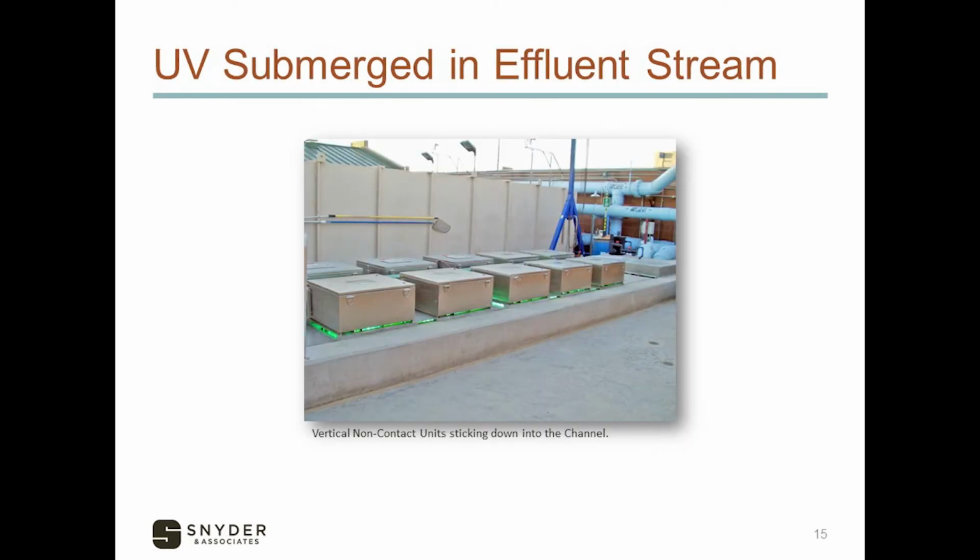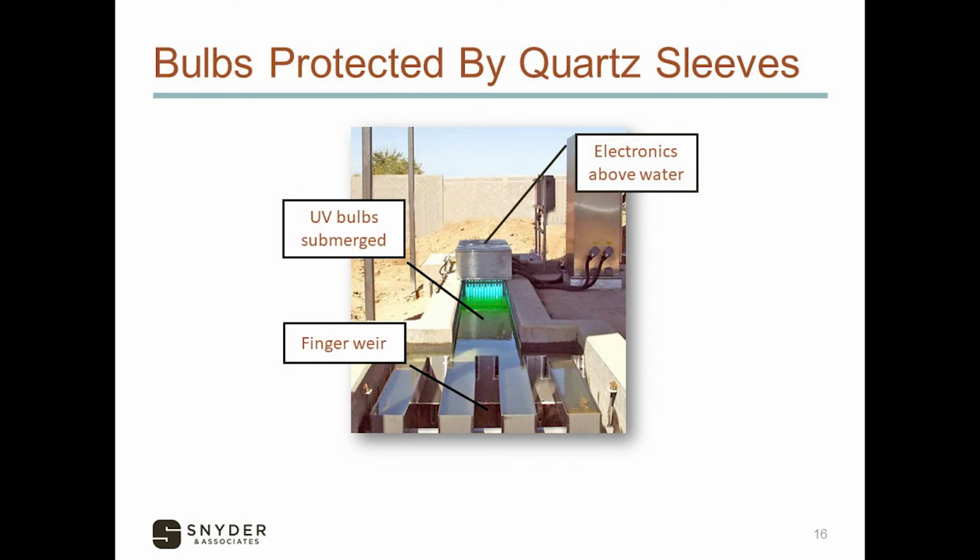Here's a picture of what those units kind of look like. You can see there's a box here, and the units are vertical and they stick down into the channel. There's one that you can really see the tube laying in the water, and you can even see the UV energy being imparted into the water. The funny looking finger thing is actually a finger weir, which provides a lot more length so that the water level really doesn't change very much based on flow rate. And you'll see that in a lot of UV systems.